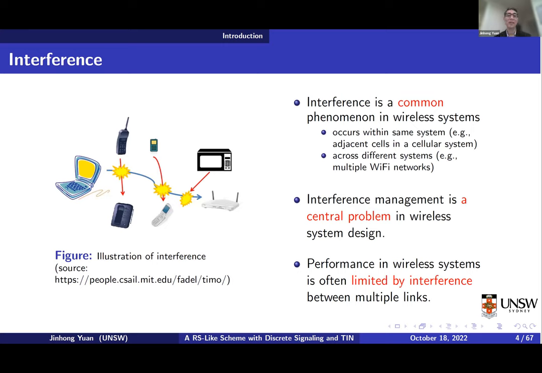Now let's go to the introduction part. Interference. When we're dealing with wireless communications, you cannot get rid of interference, because interference is a common phenomenon in our wireless system. Doesn't matter, it is interference that comes from the same system. For example, you have adjacent cell interference or you have the same cell interference. Or it is across a different system, like your Wi-Fi system from different vendors, or Wi-Fi and other systems using the same spectrum. They all give you interference. So in wireless system design, interference management is a central problem here, because that really limits our system performance because we have to share the resources. So that is textbook slide information.